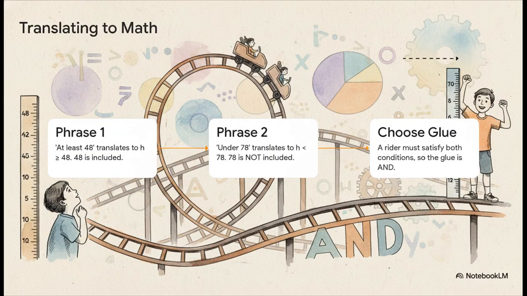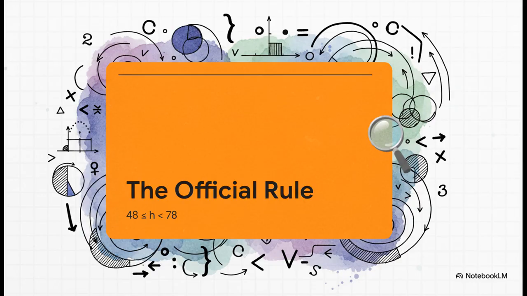Let's just break it down. At least 48 inches, well, that means your height, let's call it h, can be 48 or more. So h is greater than or equal to 48. Under 78 inches means h has to be strictly less than 78. Now, since a rider has to satisfy both of these rules to get on the ride, what's the logical glue? It's got to be and. And because it's an and rule, we can squish those two pieces into one clean, compact statement. 48 is less than or equal to h, which is less than 78. And there you have it. That is the official rule translated perfectly into the language of math.